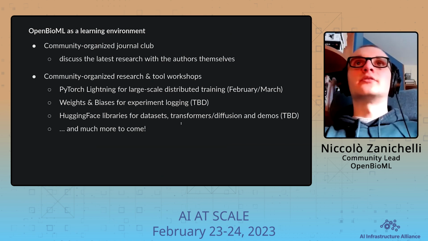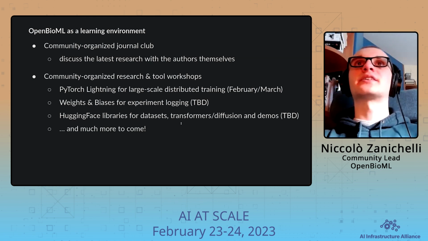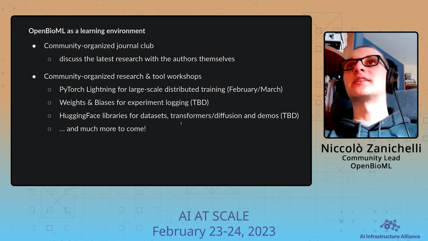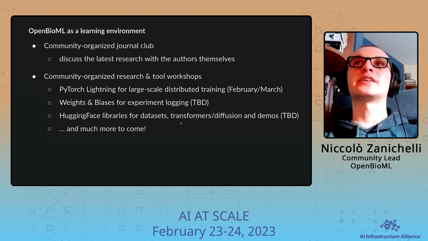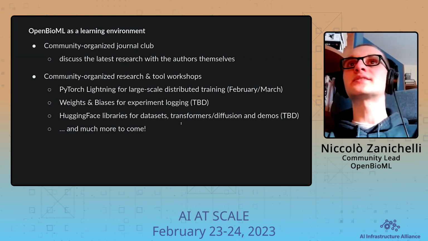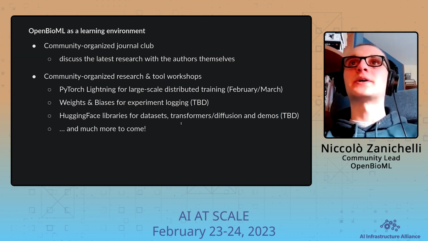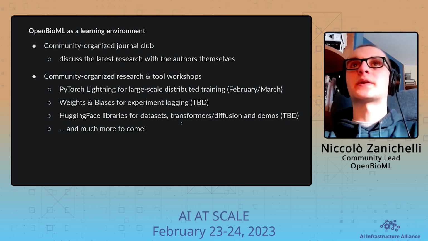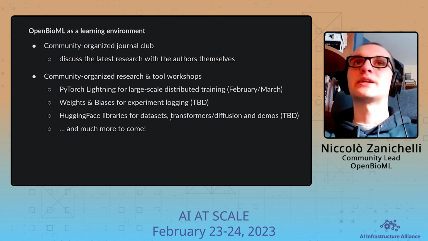The community also aims to be a learning environment through both a community-organized journal club, where authors of recent research papers are invited to present their research, as well as a number of research workshops that we either have already organized or are in the process of organizing. Those include PyTorch Lightning for large-scale distributed training, Weights and Biases for experiment tracking, Hugging Face libraries, and many more to come.